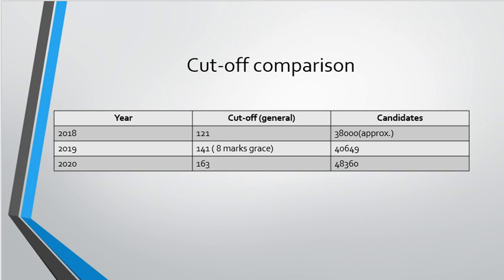including 8 grace marks. 8 marks grace was given to each and every student because 2 questions came in the question paper. The correct answers were not mentioned, and hence 8 marks of grace was given to all the candidates.